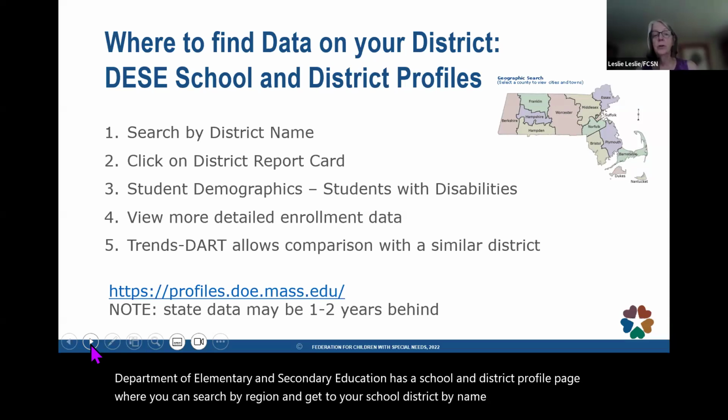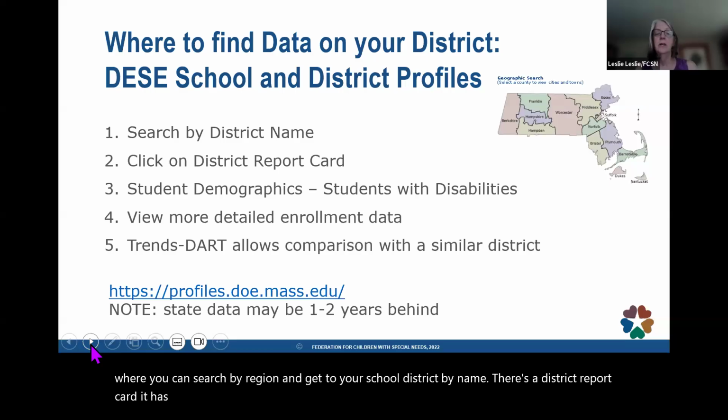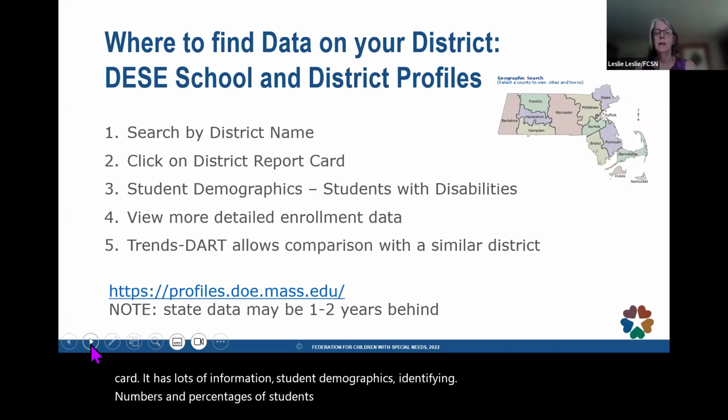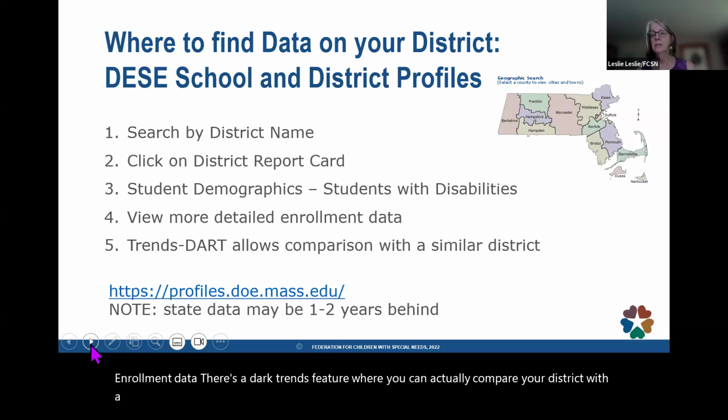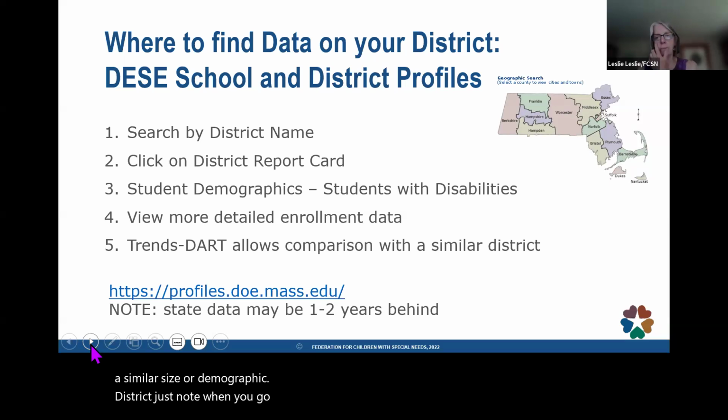There's a district report card. It has lots of information: student demographics, identifying numbers and percentages of students with disabilities, enrollment data. There's a DART trends feature where you can actually compare your district with a similar size or demographic district. Just note when you go to these profile pages, the data is about 1 to 2 years behind.